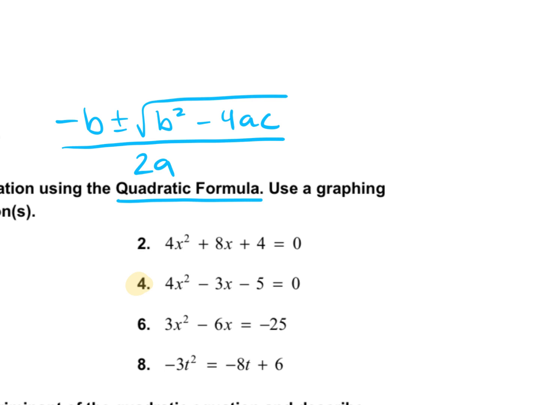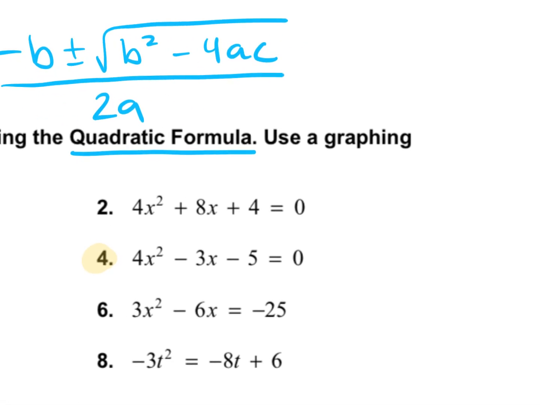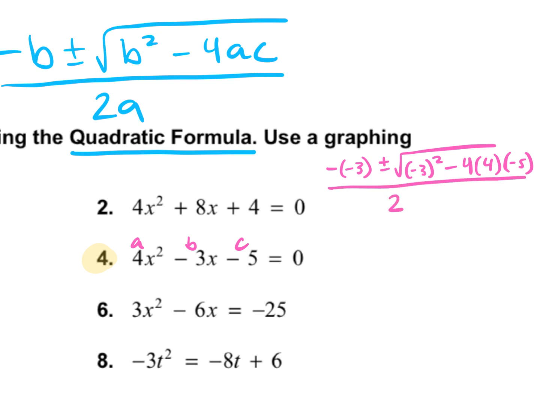Let's do number 4. So we want to label our A, B, and C before we start plugging it into our quadratic formula. What's our A? 4. What's our B? Negative 3. And C? Negative 5. Let's plug it in. So my quadratic formula would be negative B. So negative 3 plus or minus the square root of negative 3 squared minus 4 times A times C, which would be 4 times 4 times negative 5, over 2 times A, so 2 times 4.